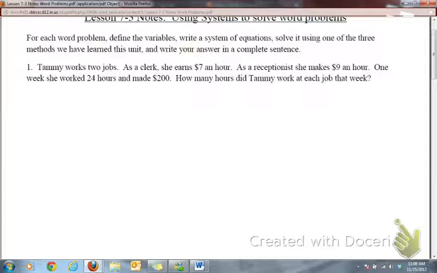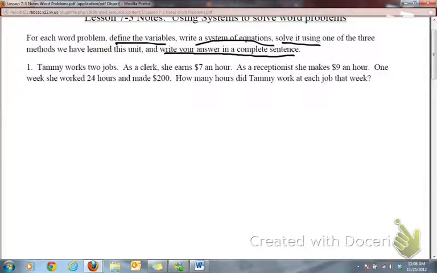So like with all of our word problems, we have our directions here: define our variables, write a system, solve it using one of the three methods we have learned in this unit, unless you really want a graph, and write your answer in a complete sentence.